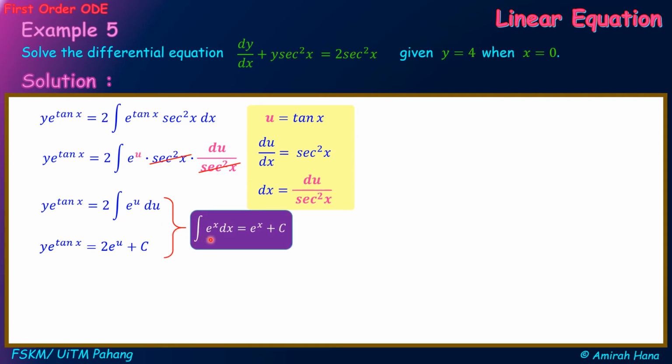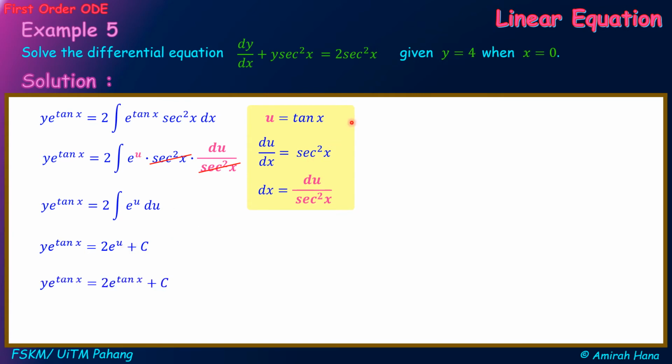If we integrate e to the power of x dx, we get e to the power of x plus c. So now we integrate e to the power of u du. So the answer equals e^u plus c. Right? After that, we replace u equals tangent x. So we get this. Okay?